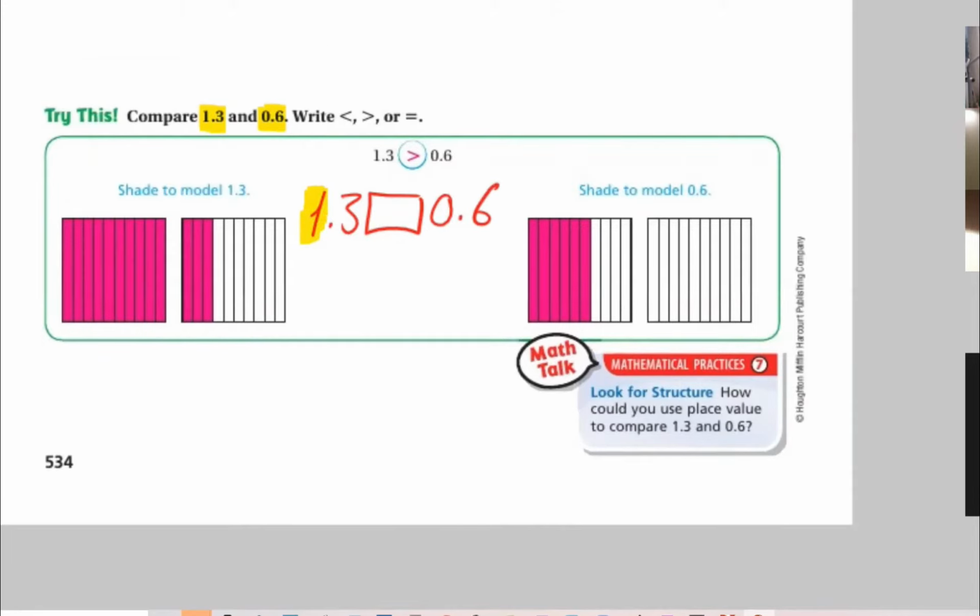So compare the ones place in each decimal number. The whole number part in the first one is 1, and the whole number part in the second one is 0. Which is greater, 1 or 0? Of course, 1 is greater, so you don't have to look at the next digits.